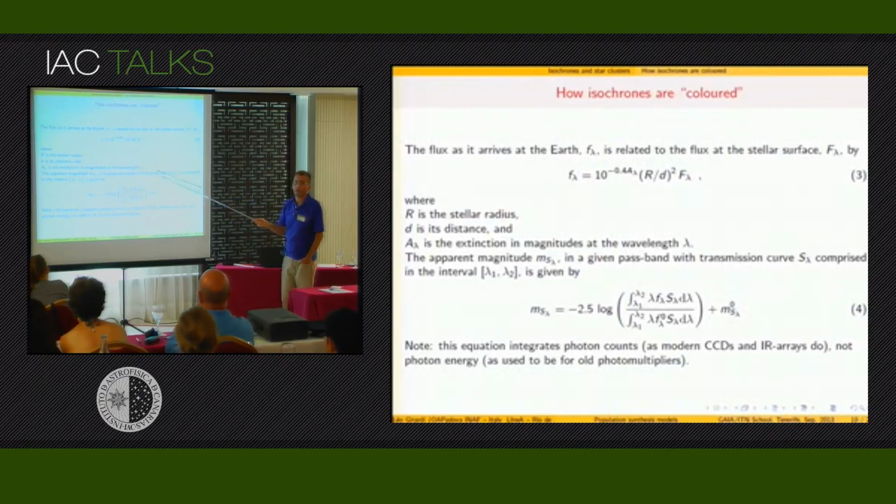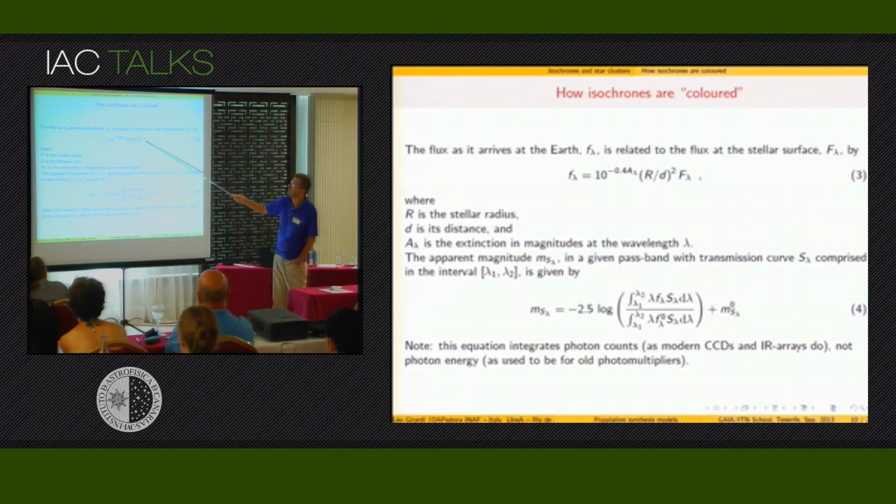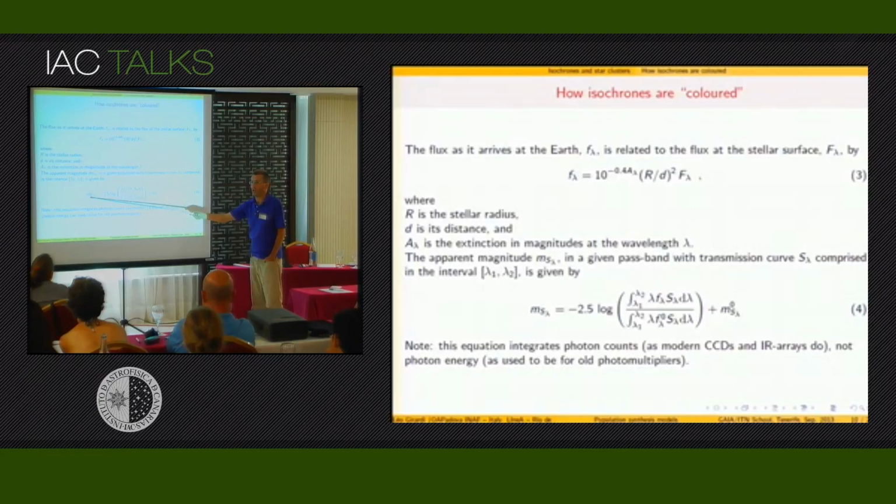The formalism is described here. That's the equation for the flux of the star as it arrives on the Earth. It's given by a term which is the extinction, interstellar extinction, 10 to the minus 0.4 times the extinction. That's the A lambda in this case, the extinction in magnitudes. Then we have a dilution factor, which is the ratio between the radius of the star, because the radiation leaves the surface of the star, and the distance from the star to us. And you have this term to the power of 2 times F lambda, which is the radiation as it leaves the surface of the star.